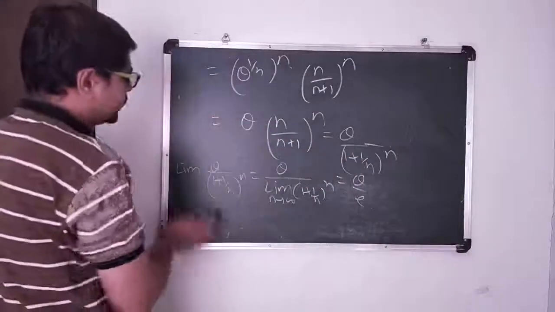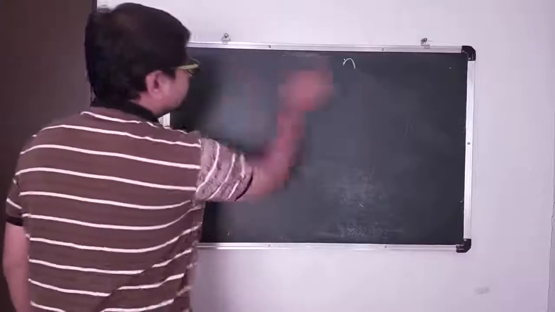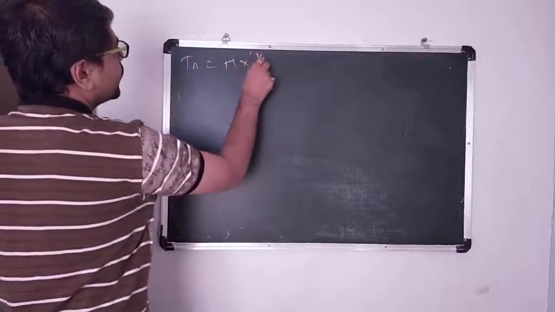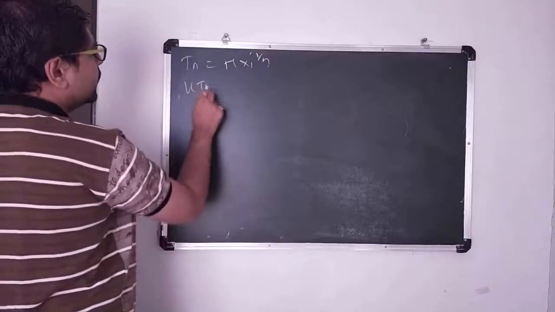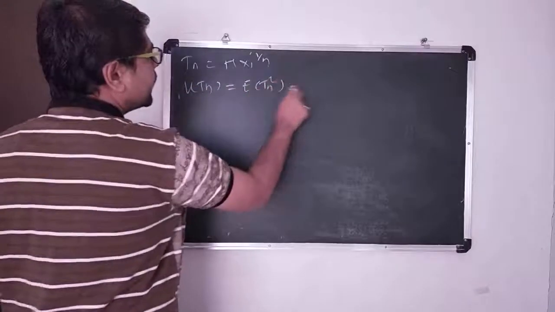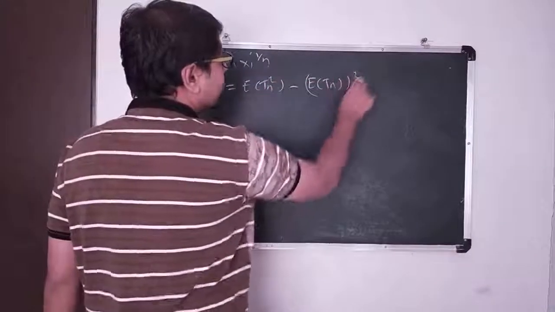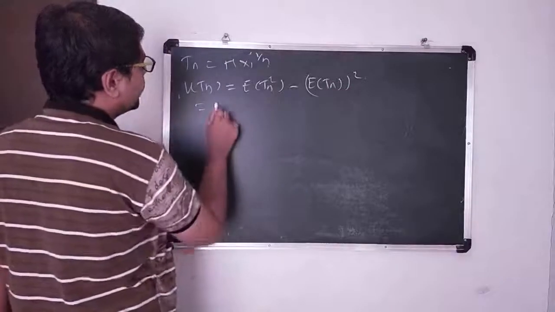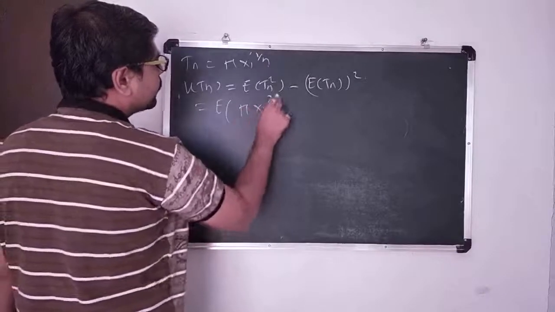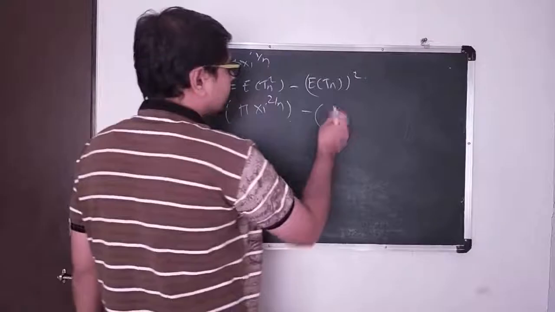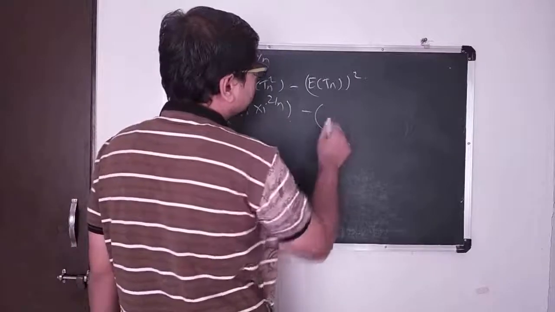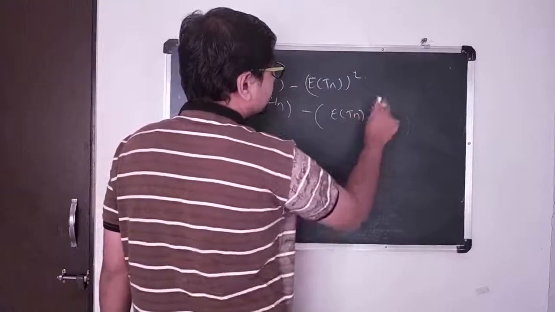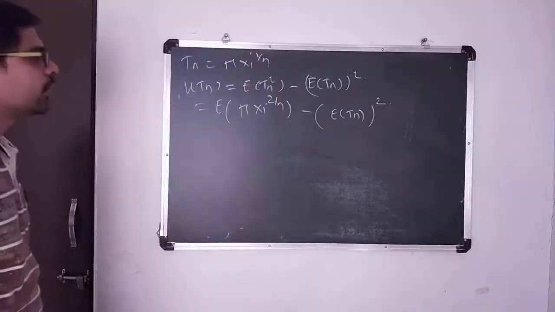So now we will consider its variance. Tn is the product of xi raised to 1 upon n. So variance of Tn is equal to expected value of Tn square minus the bracket expected value of Tn squared. So expected value of Tn square is the expected value of the product of xi raised to 2 upon n, minus the expected value of Tn bracket square. We have derived the expected value of Tn.